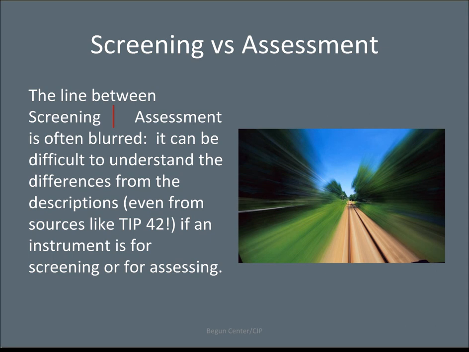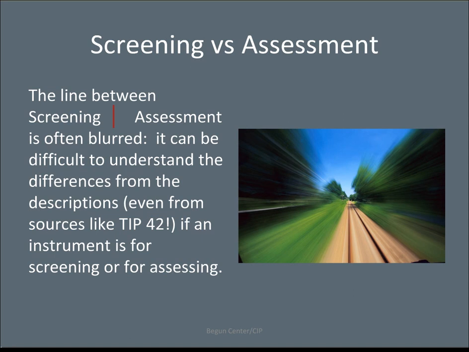In reality and in practice, it's not always that easy to tell the difference between the two. Here we reference TIP 42, and I don't think that we've talked about that in this series at all. TIP is Treatment Improvement Protocol. This is a very useful series produced by SAMHSA.